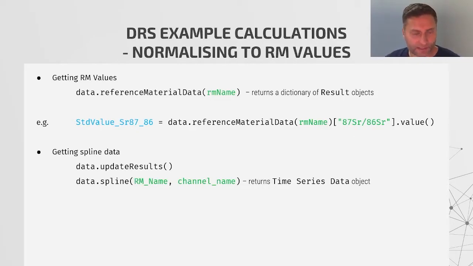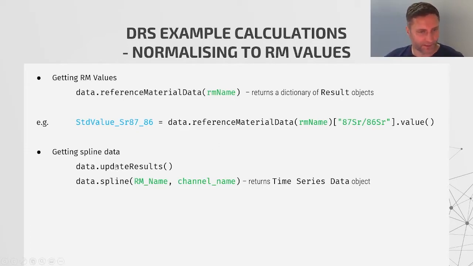Similarly, we can get spline data for any of our channels. Now this is really important, especially for things like fractionation factors. We don't want to know what the fractionation factor is for our samples because we don't know what the true ratio value is for those. We would want to use the spline of that channel, for example, our rubidium fractionation channel. We want to use the spline of that, but only looking at our reference materials where we know that those values are correct. And we do that by getting the spline.